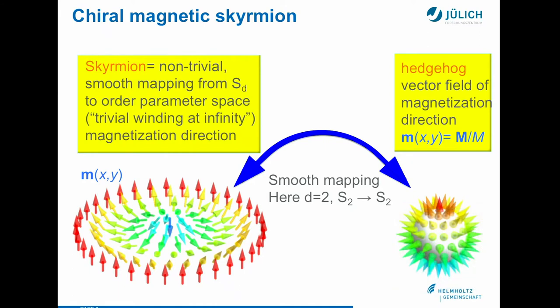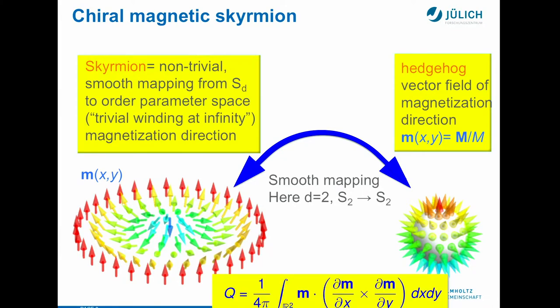And the non-triviality you see as follows: you have the magnetization at each atom, you have a certain spin pointing in a certain direction. And then you can make a stereographic projection from this skyrmion in two dimensions to a sphere. And the important thing is you cover the entire sphere. So for example, this spin denotes the North Pole. This spin here denotes the South Pole, and you cover the entire sphere.